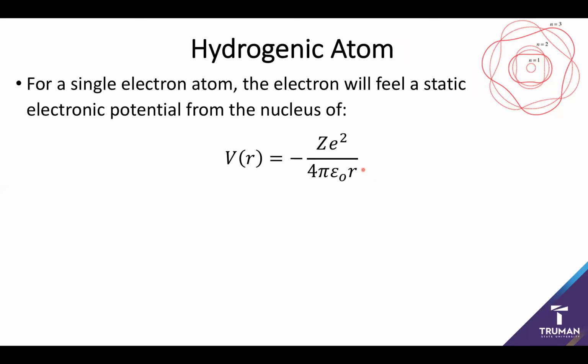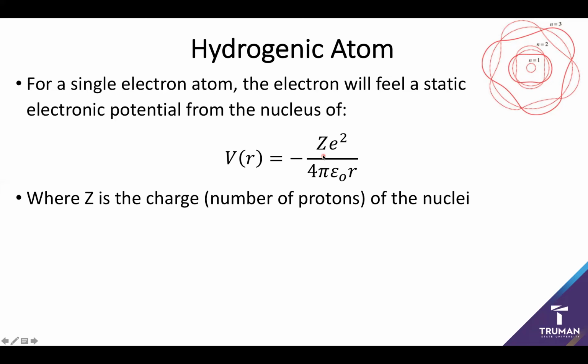So the real trick is going to be describing the potential field for a hydrogenic atom. So what we can do is say if I've got a single electron, it's going to feel a static potential from the nuclei, which is going to be based on the average distance from the system. So what we can do is make use of Coulombic electronic interactions.